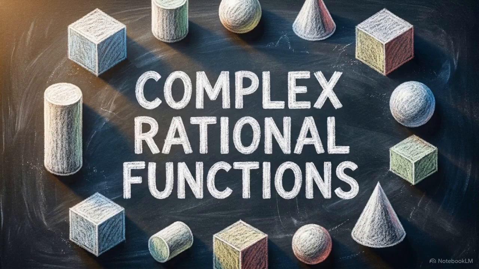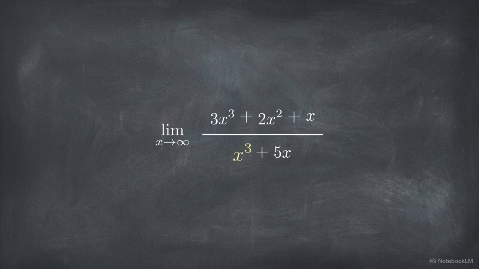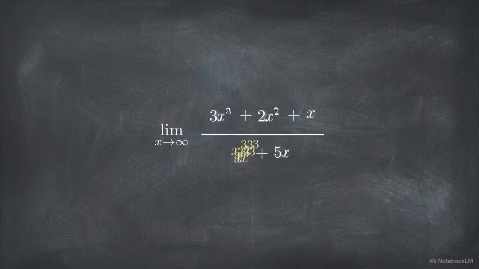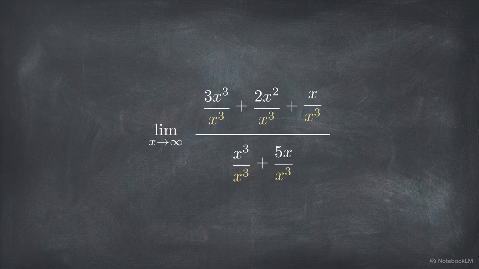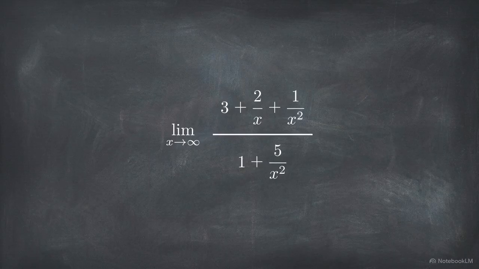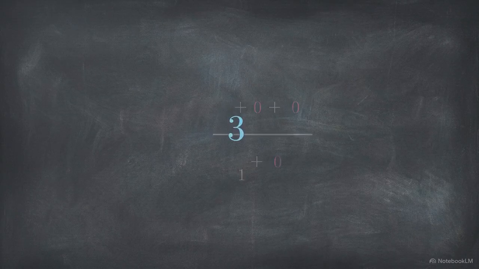To evaluate limits for complex rational functions, we use a specific algebraic maneuver. Identify the highest power of x in the denominator and divide every single term in the function by it. This transforms a messy polynomial into a string of simple fractions. Most of these will vanish as x grows, leaving behind only the terms that dictate the function's final behavior.